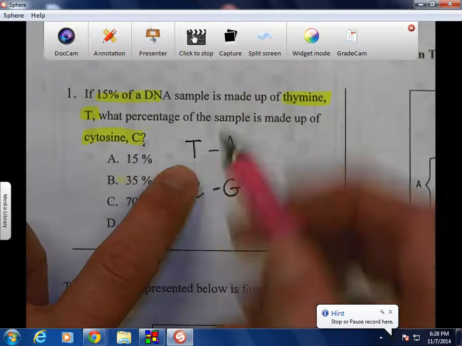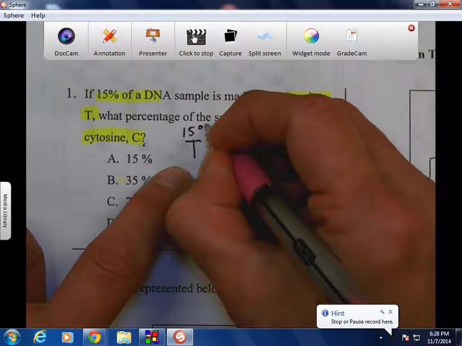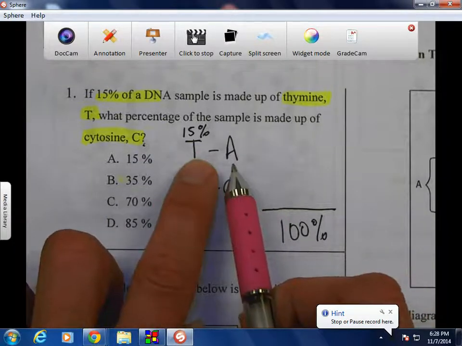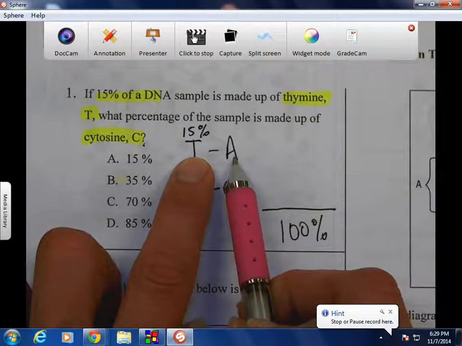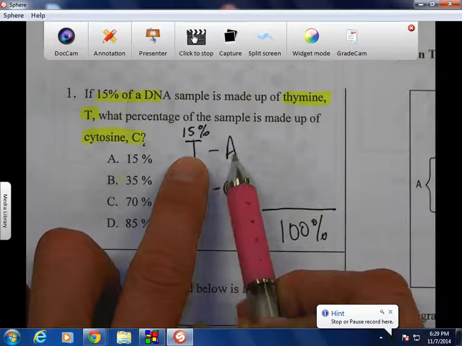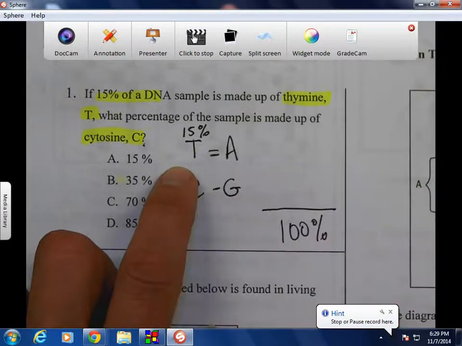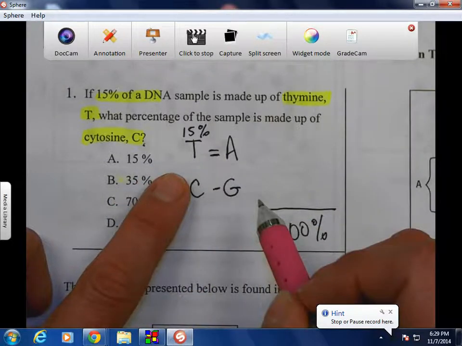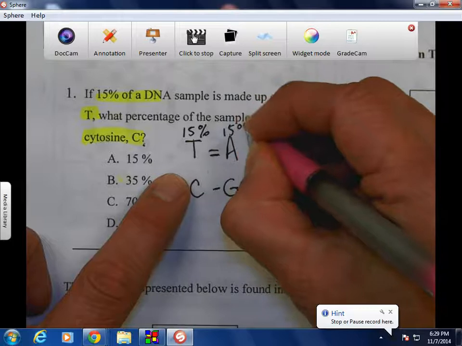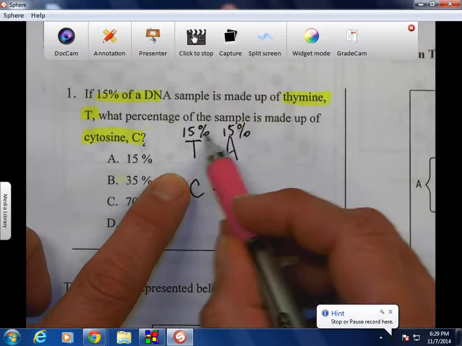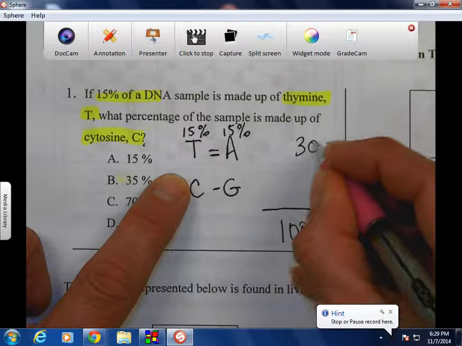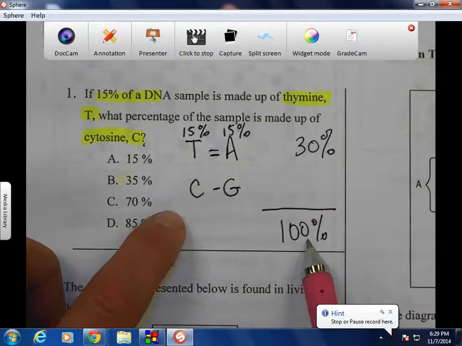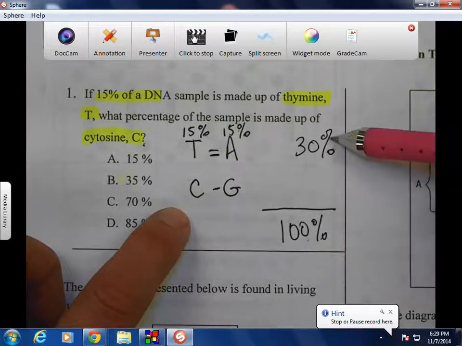What it's telling us is this thymine is 15%. Because of the base pairing rule, for every T thymine, there is an A adenine. You can think of that as an equal sign, not only a hydrogen bond, but an equal sign. So if T is 15%, A has to be 15%. If we add those together, that equals 30%. Remember, all four of these have to add up to 100%. So I only have 30% accounted for.